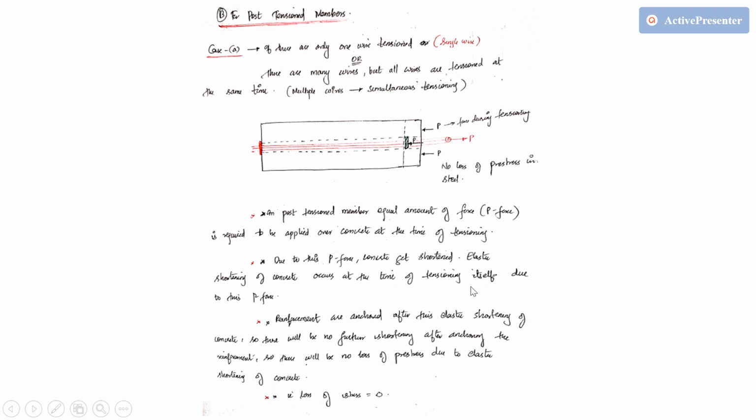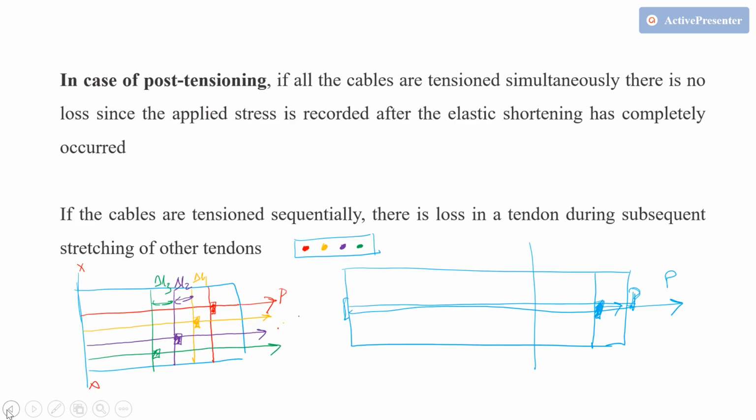We can see here at the time of tensioning itself due to this P force. So the reinforcements are anchored after this elastic shortening of the concrete has occurred. So there will be no further shortening after anchoring the reinforcement. So there will be no loss of pre-stress due to elastic shortening of concrete. That is, loss of stress is 0 when it is done on a single wire, or simultaneously. But if it is done sequentially, then there will be losses. So please make sure of those things.